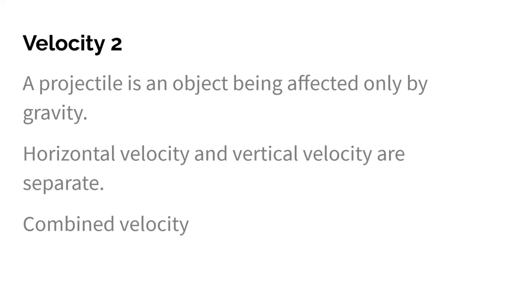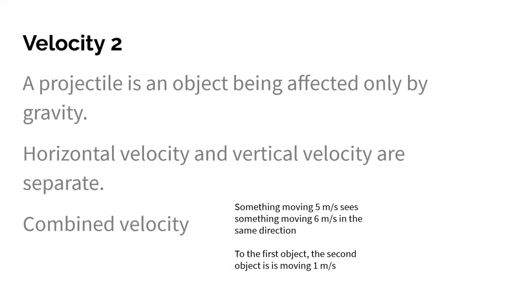Combined velocity. This is the idea that velocity is relative to your motion, or the motion of another object. Meaning, if you measure something from where you are, combined velocity means that, for example, if something were moving 5 meters per second and it saw something moving 6 meters per second in the same direction, it would observe that second object as moving 1 meter per second in that direction. This is because it is moving too. And so things appear to move less of a distance.